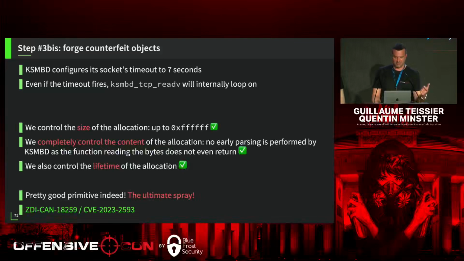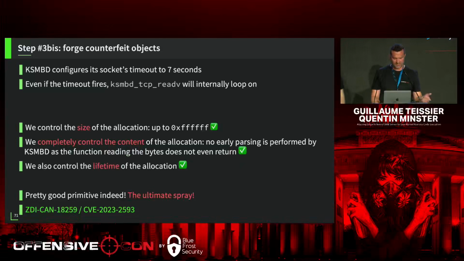So we can control the size of the allocation. We can completely control the content of the memory, because the function does not return, so KSMBD is unable to perform any kind of early parsing on what it receives. And we also control the lifetime of the allocation, because as long as we don't tear down the connection, the kernel will continue to read on this TCP connection and fill the memory with the bytes that we send on the other side. So indeed, this is very cool, because this is a very powerful primitive. We are able to leak the address where the bytes that we will send will arrive, which means that we have a spray primitive first, and there is also more, because we know the address where the memory will arrive, which means that we can use addresses inside the data that we send, and that will be valid.